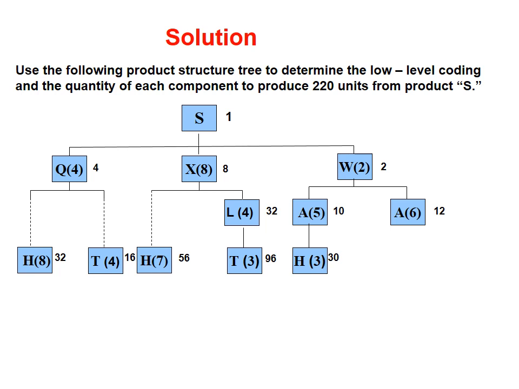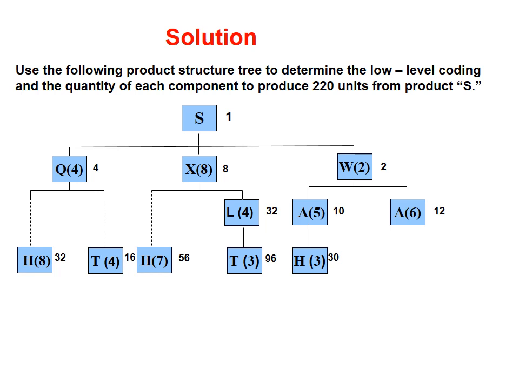And for level 2, A, we need 6, and 6 times 2 equals 12. The other branch of W, to produce 1 from W, we need 5 from A, but we need 2. Multiply 5 times 2 equals 10, and H, 3 times 10 equals 30.